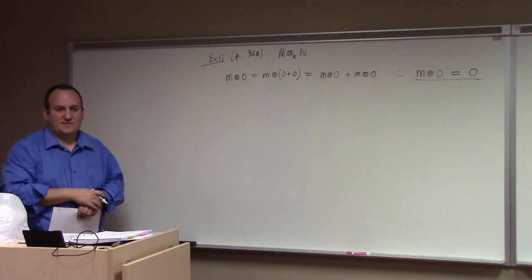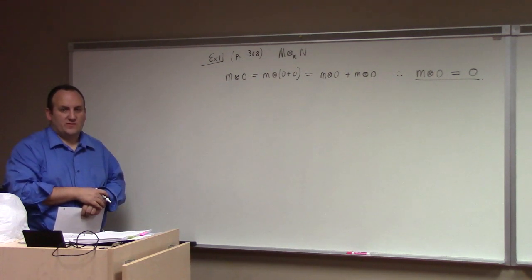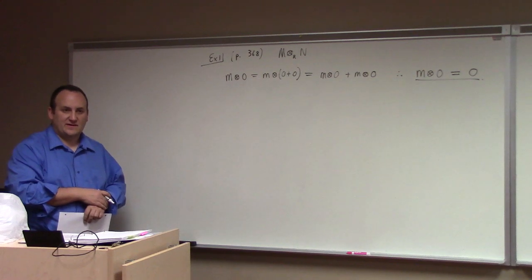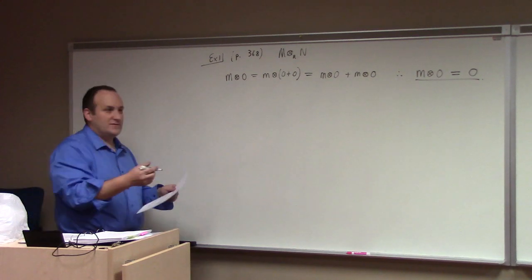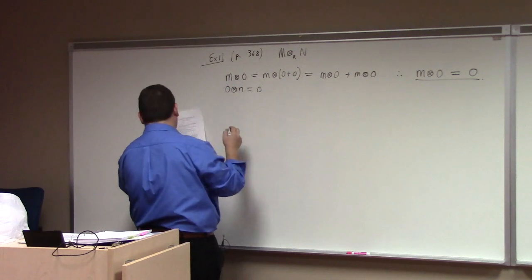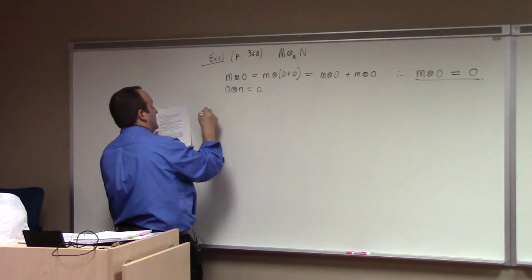So the tensor product is going to be some sort of formalization of abstract multiplication. I think this is comforting. 0 times something ought to be 0, right? Likewise, you can show that 0 tensor n is 0 by essentially the same argument.